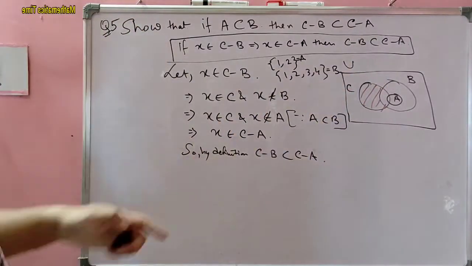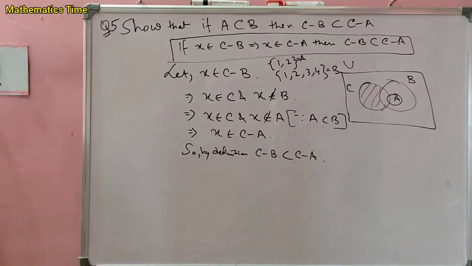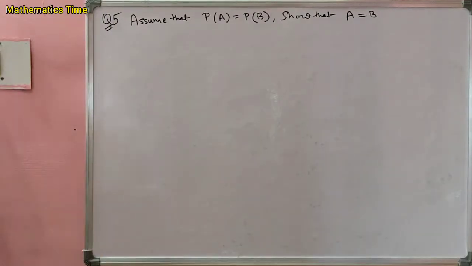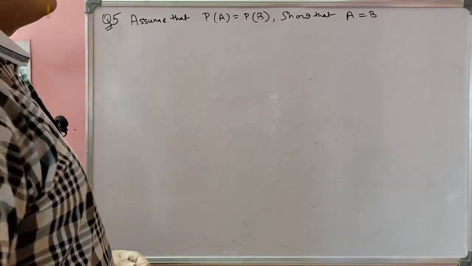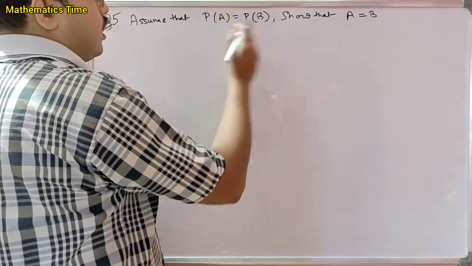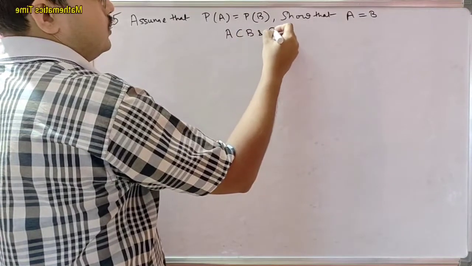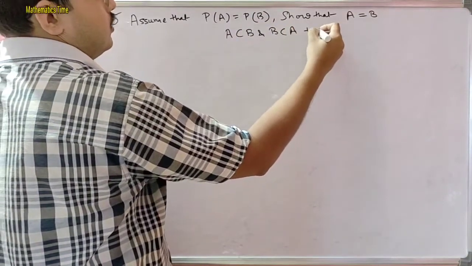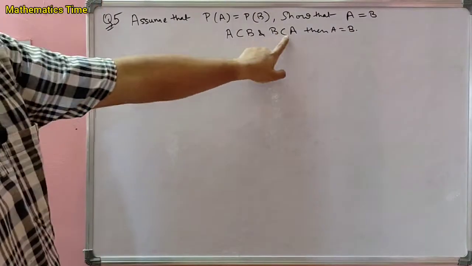We just have to plan how to solve it, and then we have to execute. This is how we can solve this problem. Now what is our next question? Assume that power set of A is equal to power set of B, so that A equals B. So how will we solve that? Our plan is to show that A is a subset of B and B is a subset of A. Then it will automatically be A equal to B.